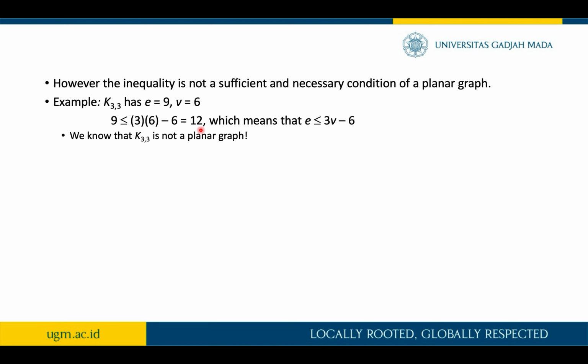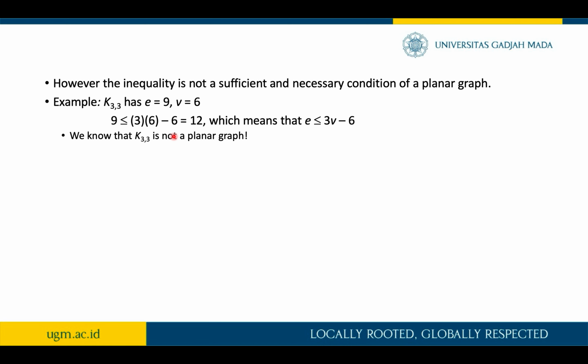So it satisfies the Euler inequality. But we know that K33 is not a planar graph. So again, Euler's inequality can be used as the first indication of whether a graph is planar or not, but it is not a sufficient and necessary condition of a planar graph. So we have to be careful with this one.